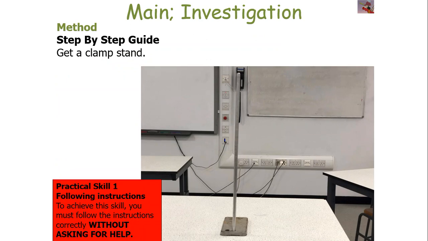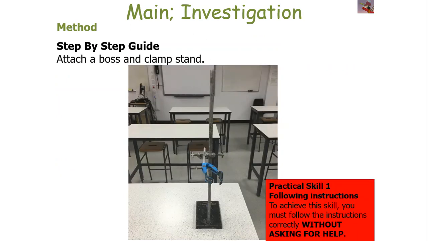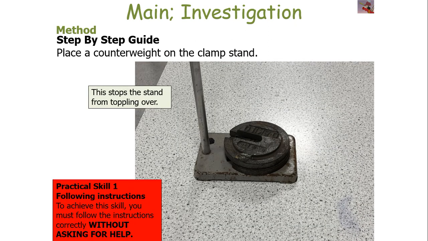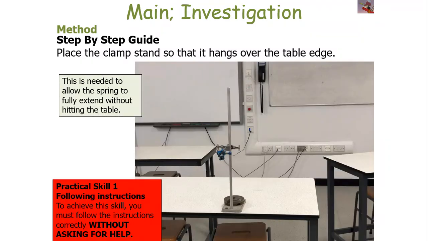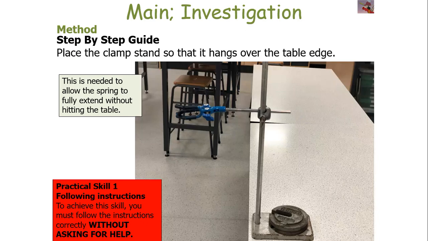You'll get a clamp stand as such. You will then attach a boss to the clamp stand and you'll attach a clamp. You'll then put a counterweight on the clamp stand to stop it from toppling over, which is an important idea in your safety procedures. You'll place the clamp so it hangs over the table edge, so it allows the spring to fully extend without hitting the table.